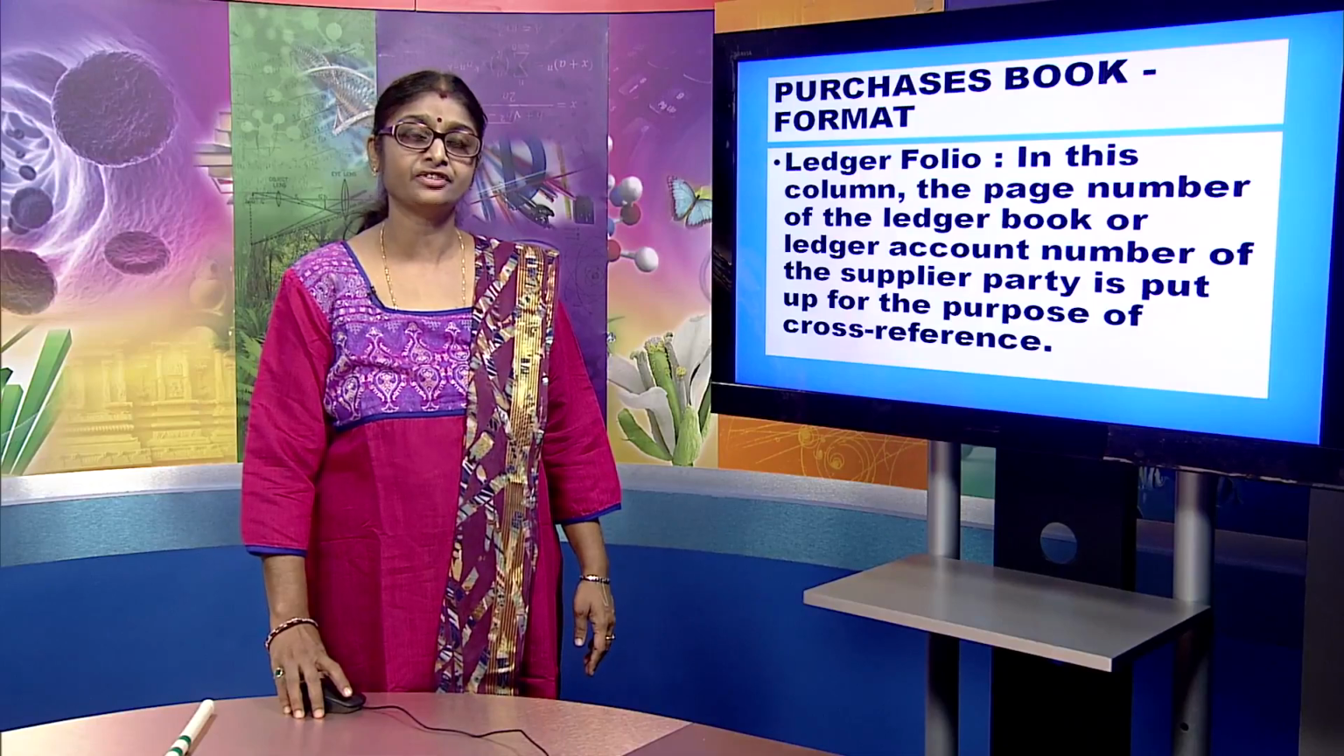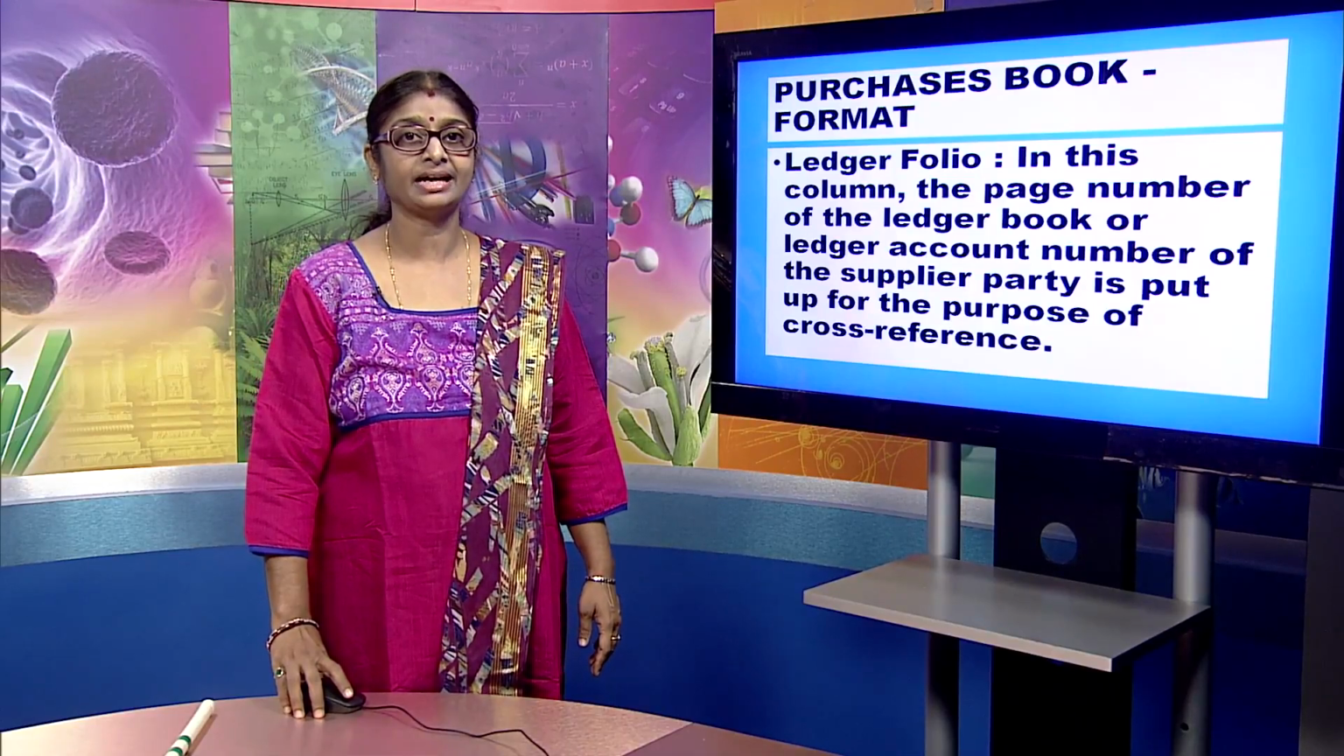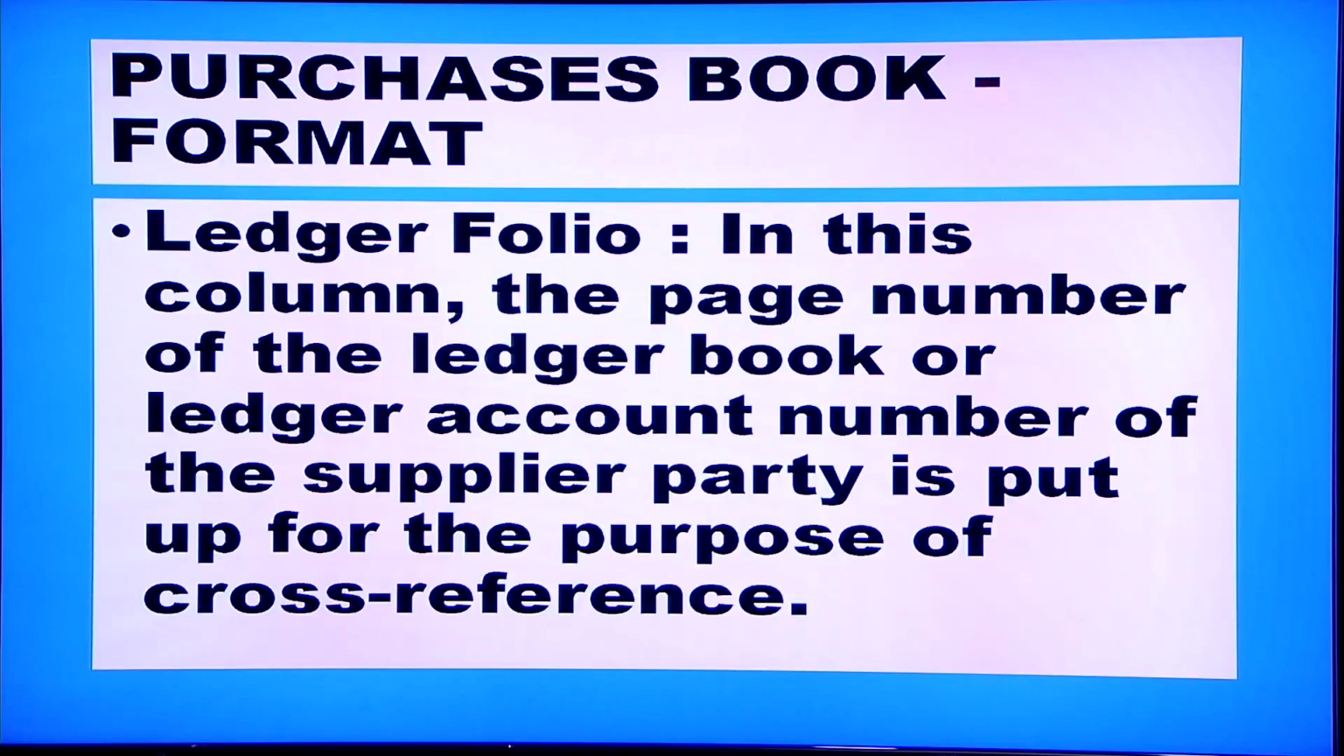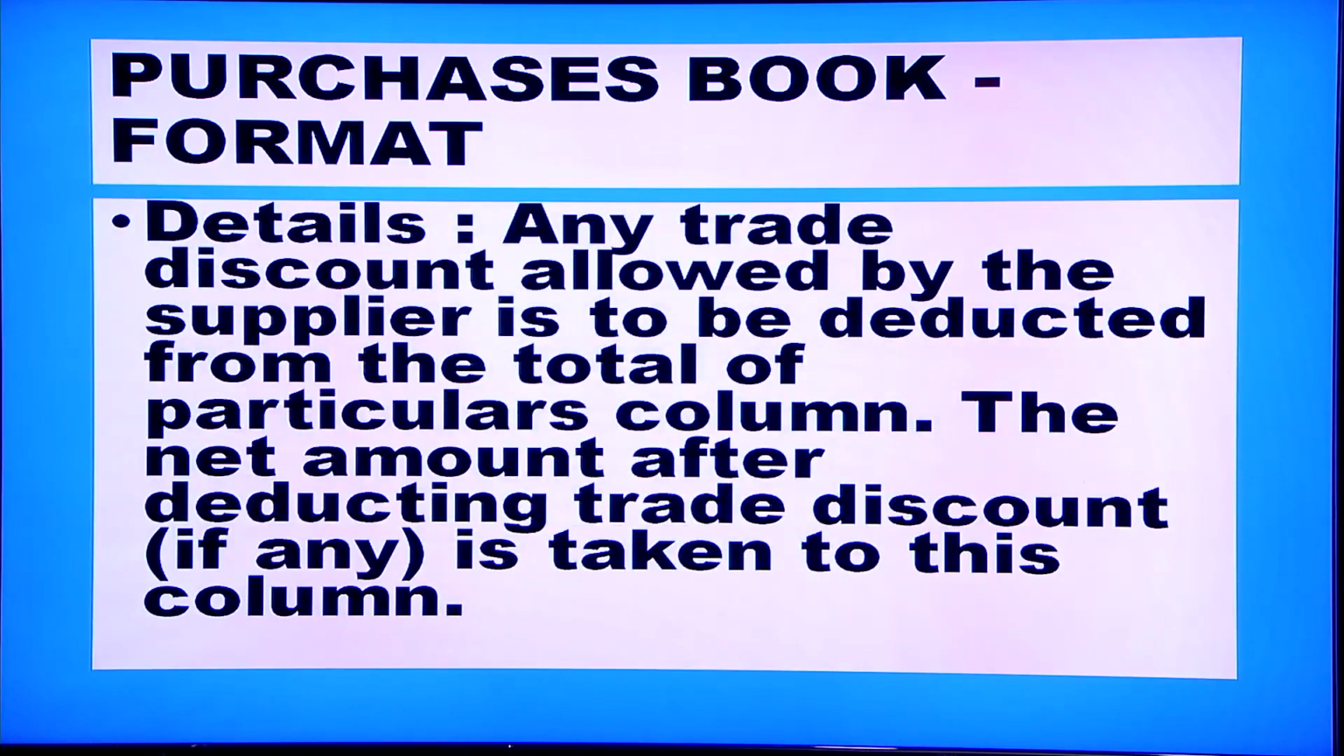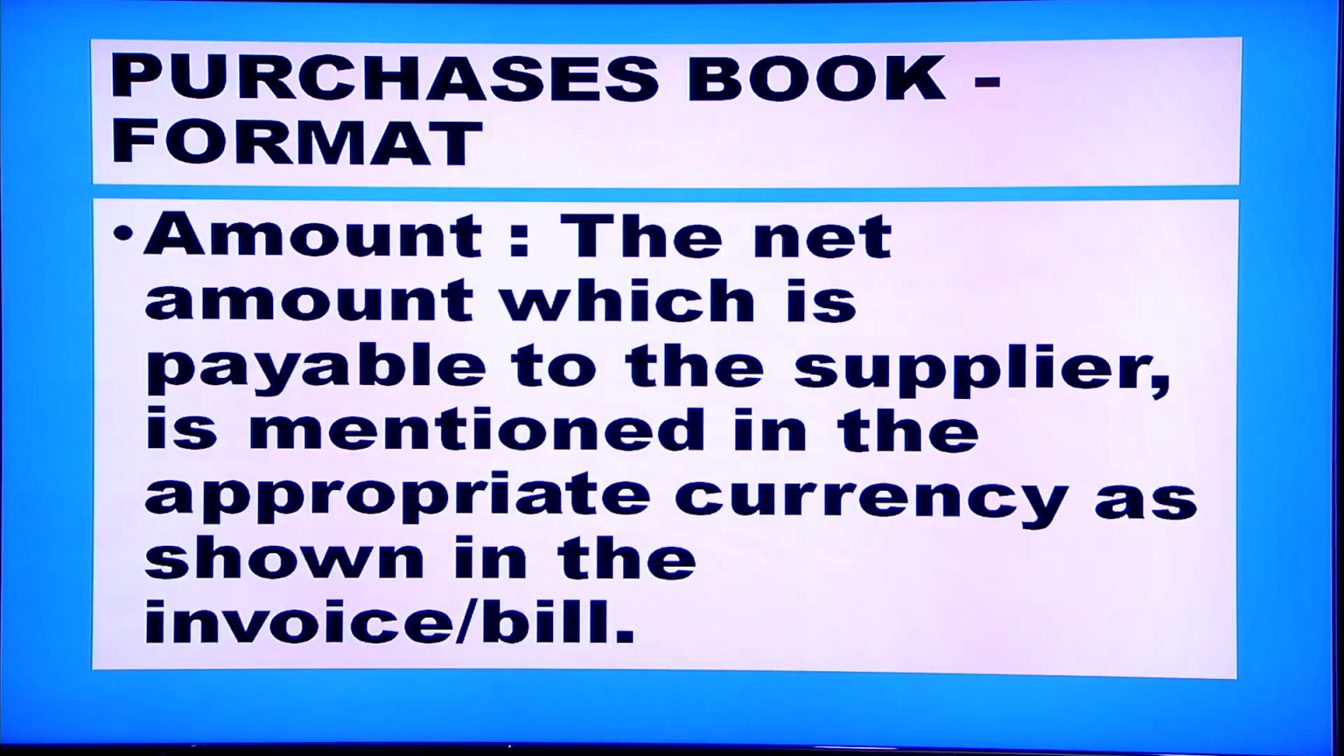Next is the ledger folio column. Here we will write the page number of the ledger book. Why we are writing? We are writing for cross-reference. Details: any trade discount allowed by the supplier is to be deducted from the total of particulars column. The net amount after deducting trade discount is taken to this column. In the amount column, the net amount payable to the supplier is mentioned.